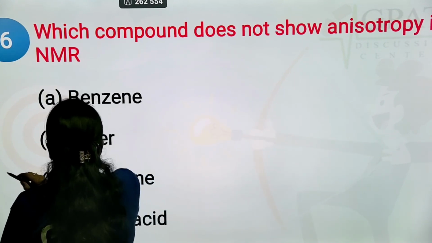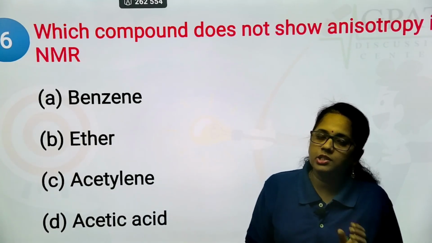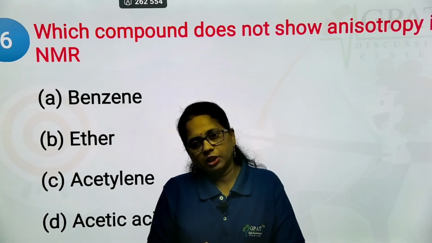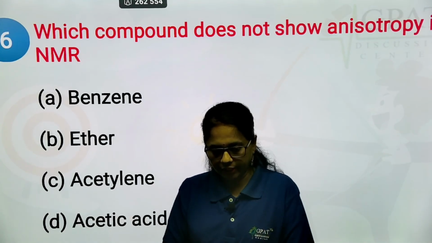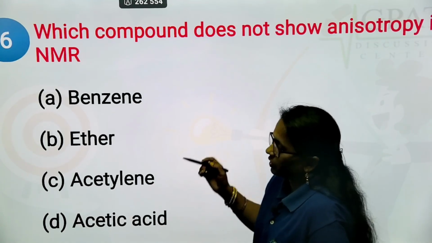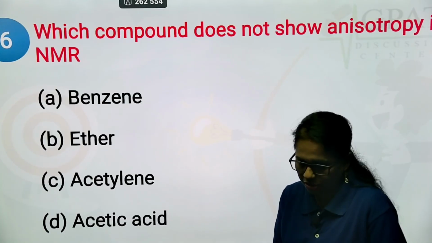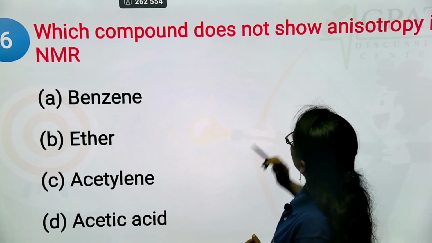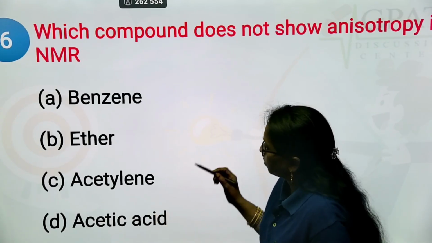Next question, which compound does not show anisotropy in the NMR? Okay, anisotropy. So you should first learn what anisotropy is. Anisotropy and chemical shift are correlative, they are interrelated actually. So let us see first what anisotropy is, then we will try to answer this question. They have asked which compound does not show anisotropy in NMR.